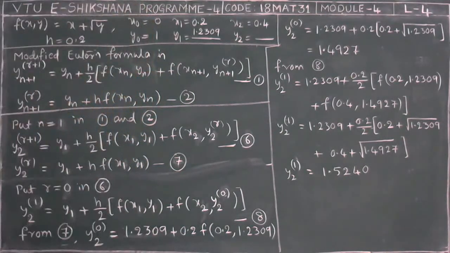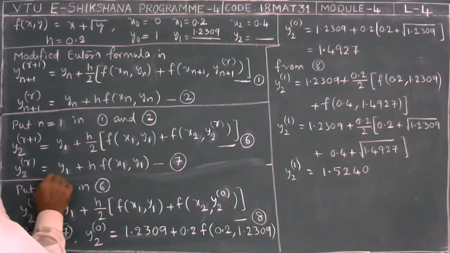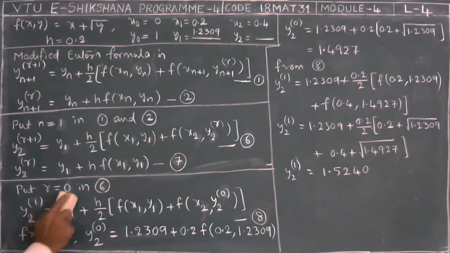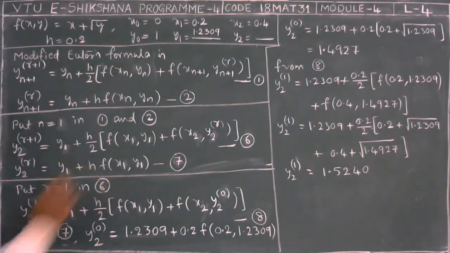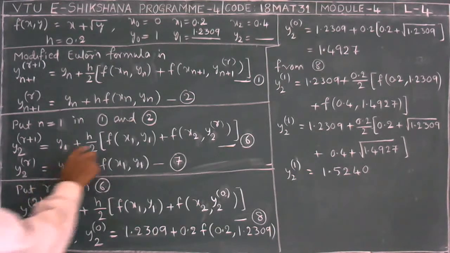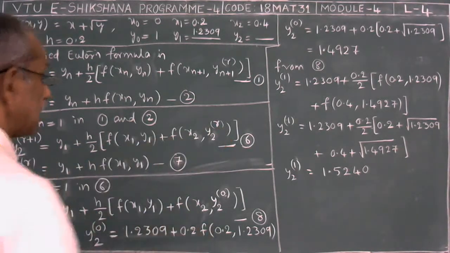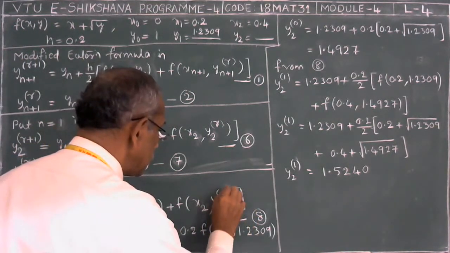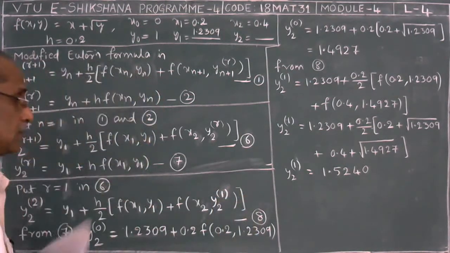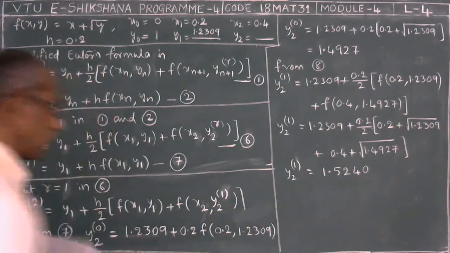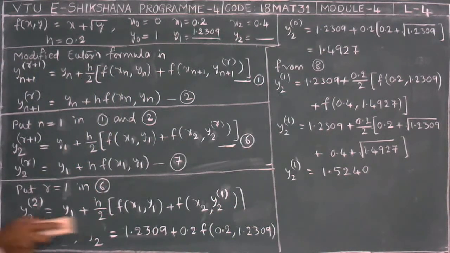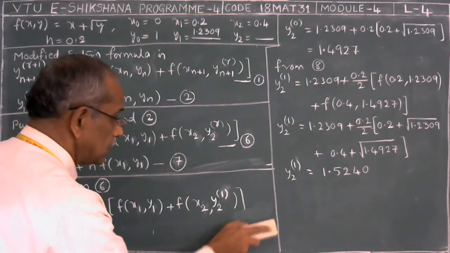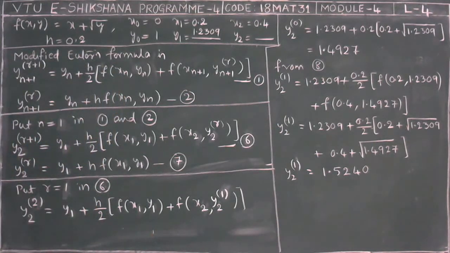After getting y2 1, I obtain y2 2. So what I have to do to get y2 2? Fix r equal to 1 in equation 6. What happens when r is equal to 1? Everything will remain the same, so y2 0 will become y2 1. Now let me substitute for x1, x2, y1, y2 1, etc.